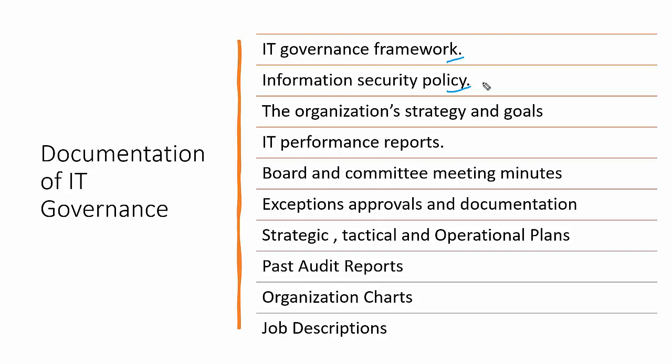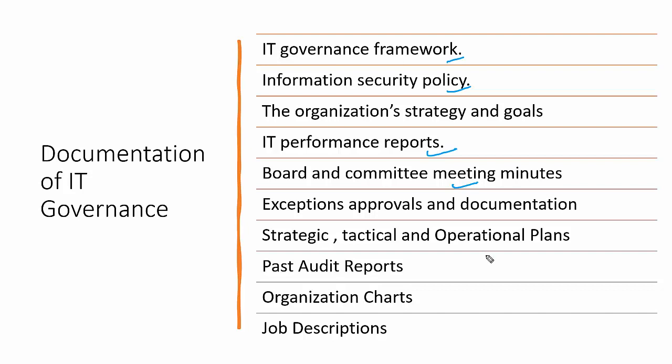Then the organization's strategic goals and plan. The IT performance report, to see how effectively IT is working. Then we need to obtain the board and committee meeting minutes of records, which you can get by contacting the EA. Do we have any exception approvals, and how many times does it happen? Collect all those documents. Then your strategic, tactical and operational plans.